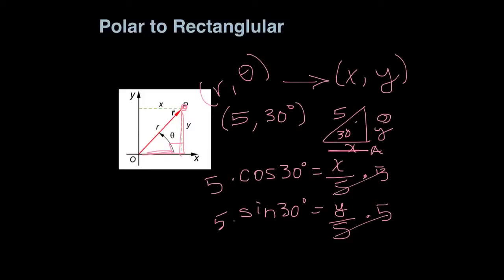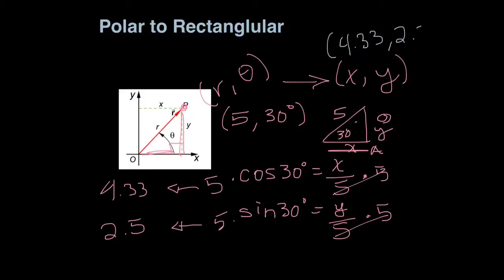So plugging that into my calculator, we get x is 4.33 and y is 2.5. So we have the point 4.33, comma 2.5.